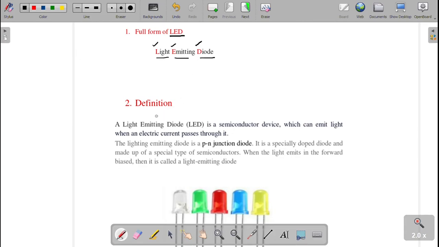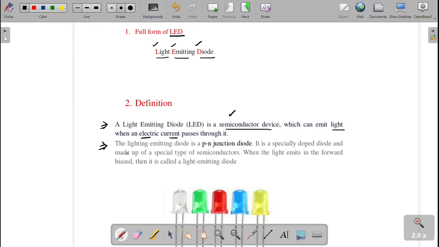The next one is, what is the definition for LED? Actually here I mention two definitions for your understanding. Both are the same only. A light emitting diode is a semiconductor device which can emit light when an electric current passes through it. So first we must know about the semiconductor. In this video description box, I will give a link for the introduction to semiconductor video so that you can understand what is meant by semiconductor. And when the current is passing through it, it will produce the light. That is the first definition.